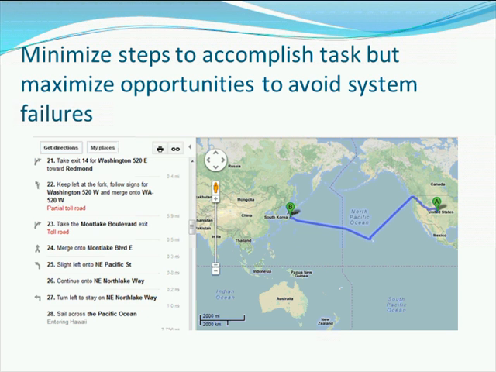You can see which direction the road is going to take at step 21 when we take exit 14 for Washington 520 East towards Richmond. Then the next step 22, we know we're going to bear to the left a little bit and go on a partial toll road. So this gives us great information and mileage information. And they've, again, given us a warning where the toll roads will impact our routes.